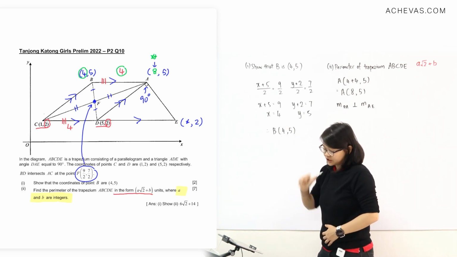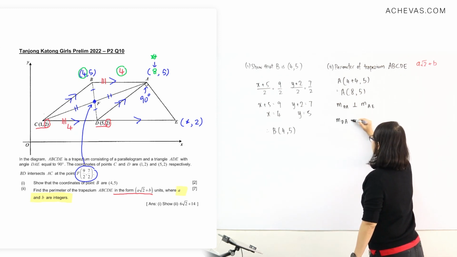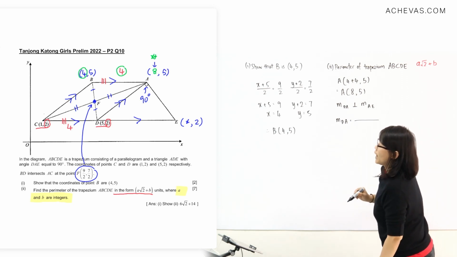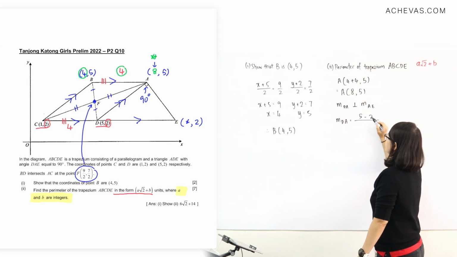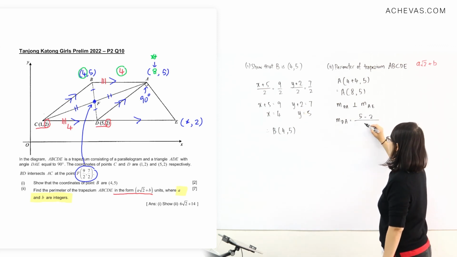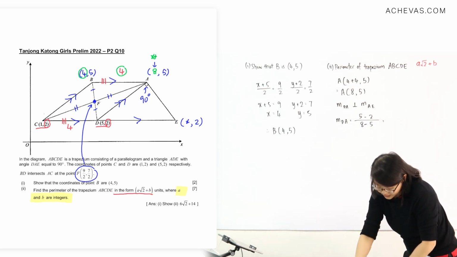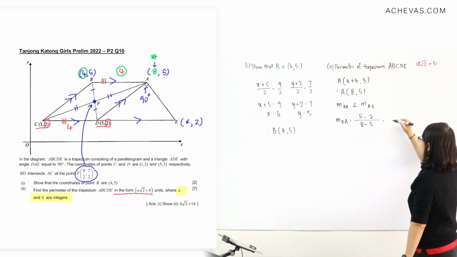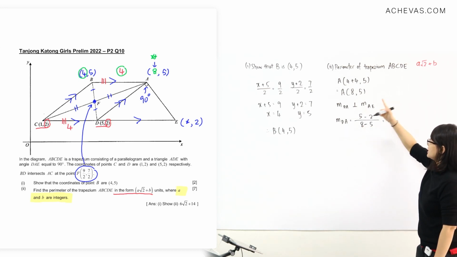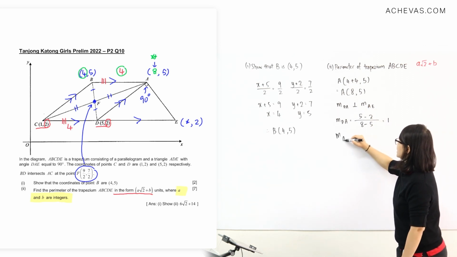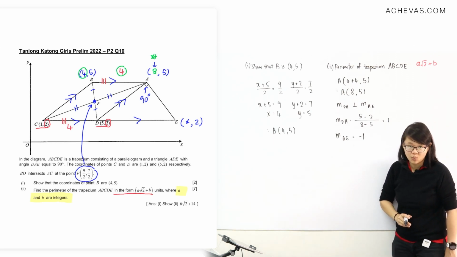Let's find the gradient for DA first. So I'm going to work out the DA gradient. That's going to be y minus y, so I have 5 minus 2, and x minus x, so I'm going to be writing 8 minus 5. Let's see what I have here. I have gradient as 1. Okay. And since I know they are perpendicular, the gradient of AE must multiply this one to get -1. So this gradient must be -1.